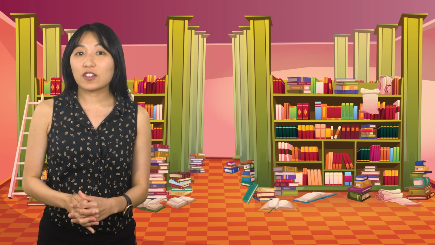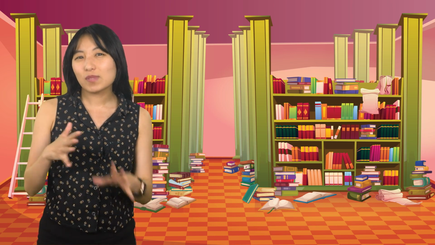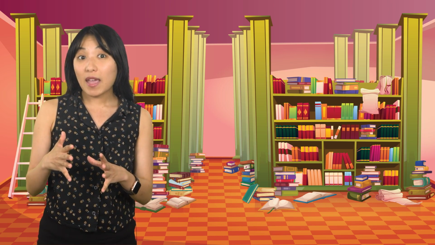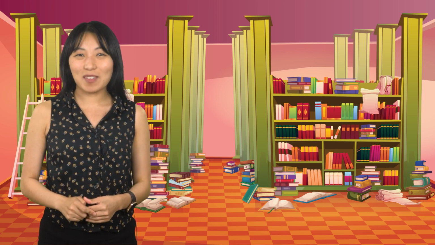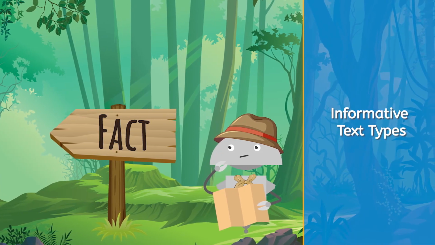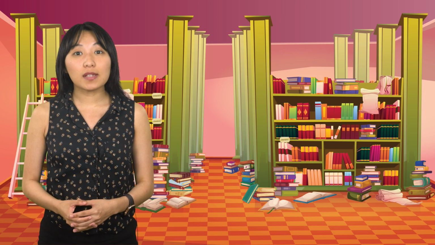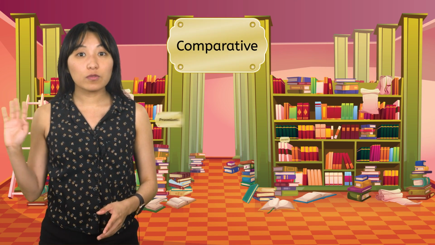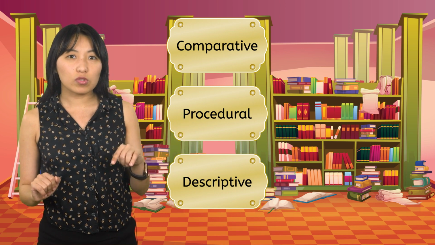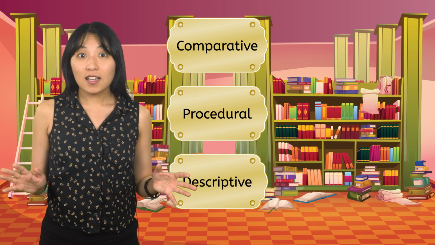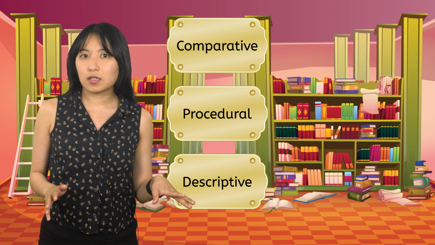The texts we read are similar, but they do have some subtle differences. Maybe we can use those to organize them into different text types. Let's see. Mia found some signs on the shelves: comparative, procedural, and descriptive. Maybe we can use those to categorize this mess. Each term must describe a text type.